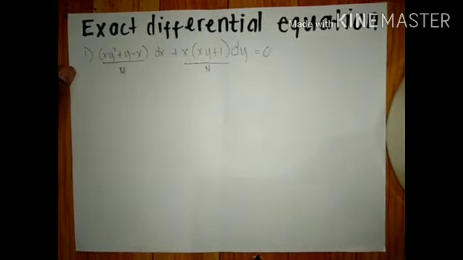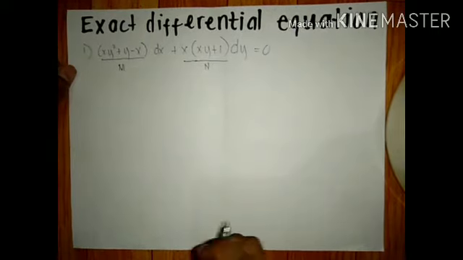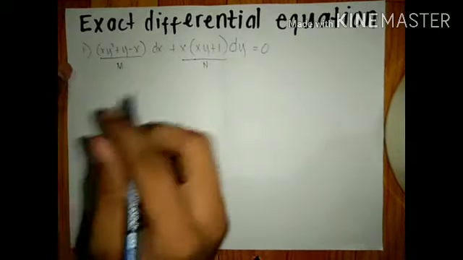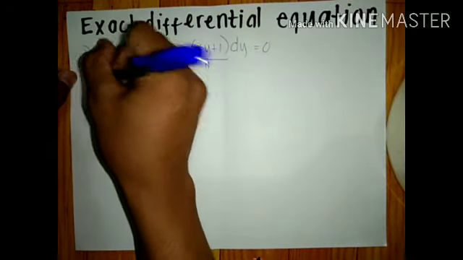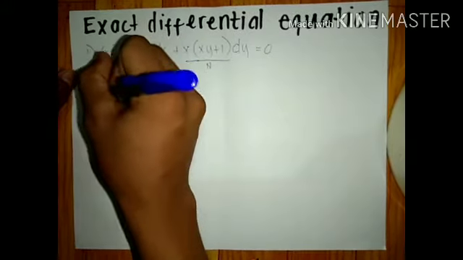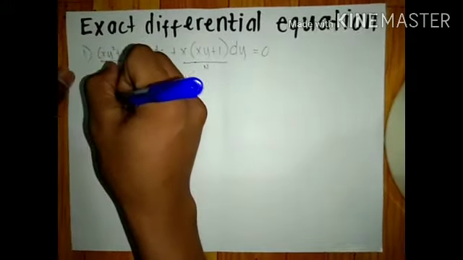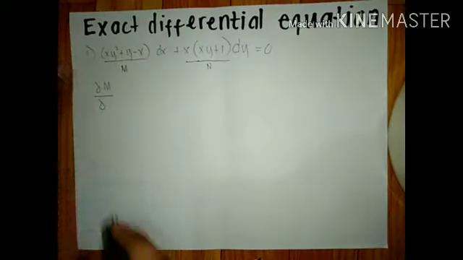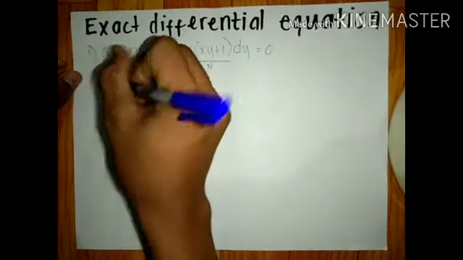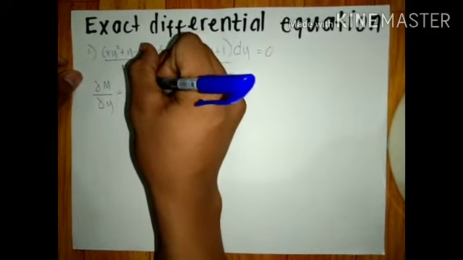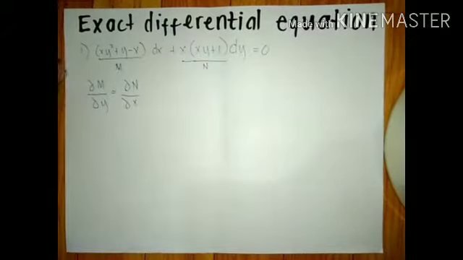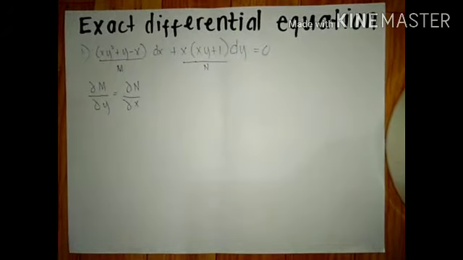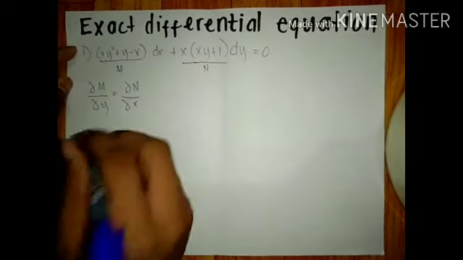So to solve this, we're going to do the test of exactness. So first, we're going to get the partial derivative of M with respect to y equal to the partial derivative of N with respect to x.